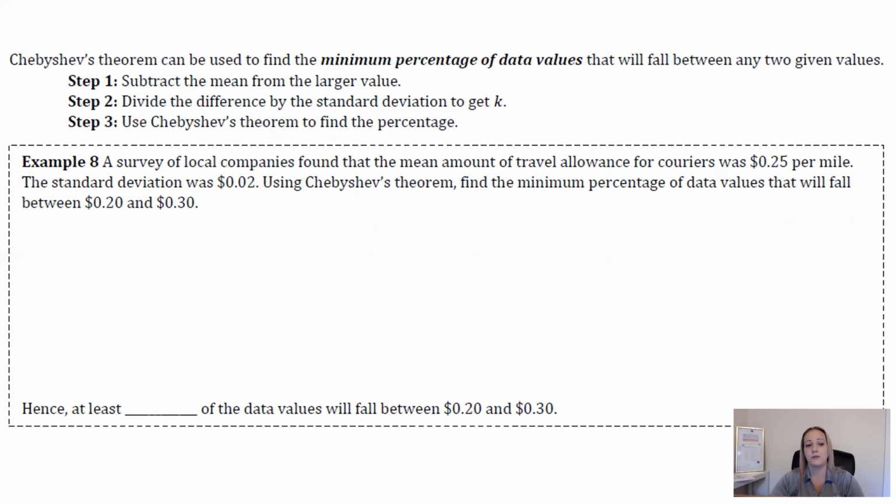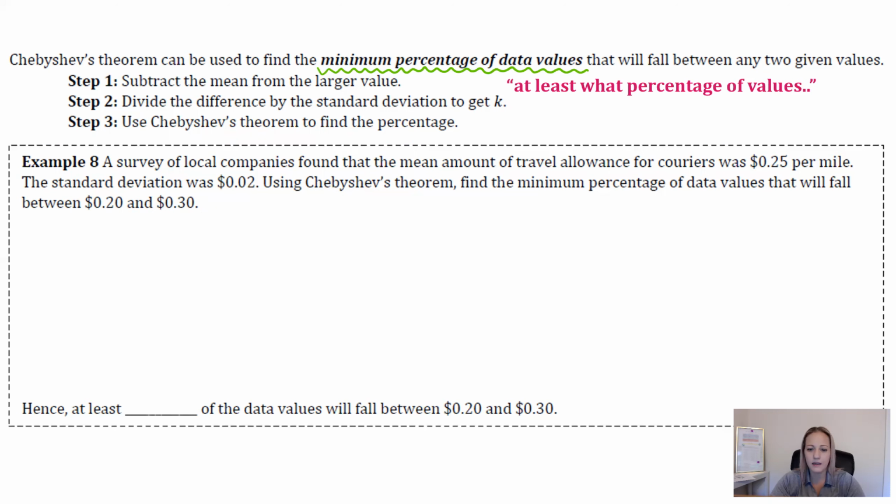Now we can also use Chebyshev's theorem to find a minimum percentage of data values that fall between any two given values. So basically now we're going to go the opposite way with it. We're going to know what the range is, and we're going to try to find what that minimum percent of data values actually is. Sometimes students get confused with how to recognize that this problem is asking for this process. Well, some key phrases that you'll see in most of these questions: find the minimum percent of data values. That's for sure a key phrase for this.